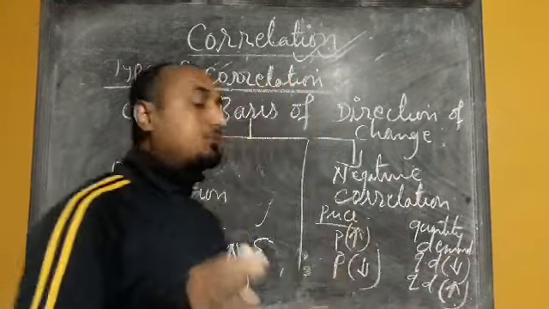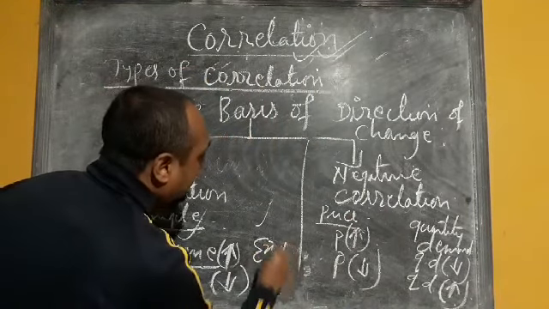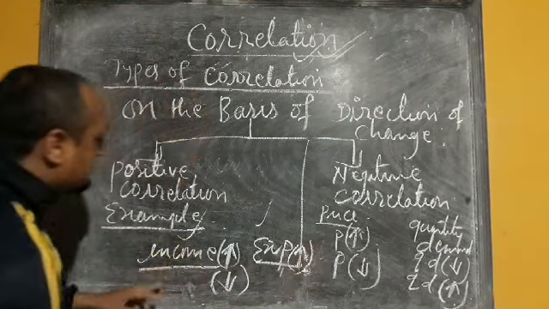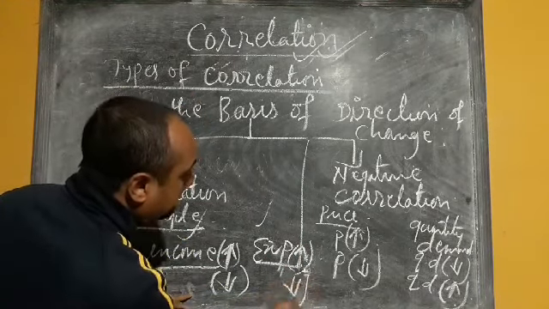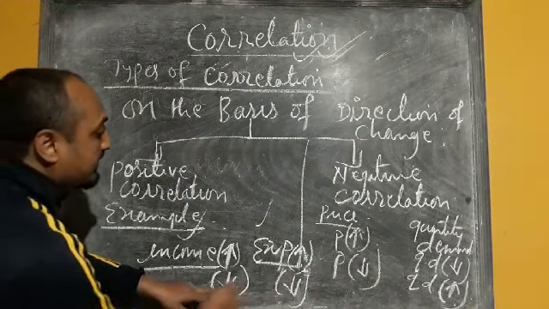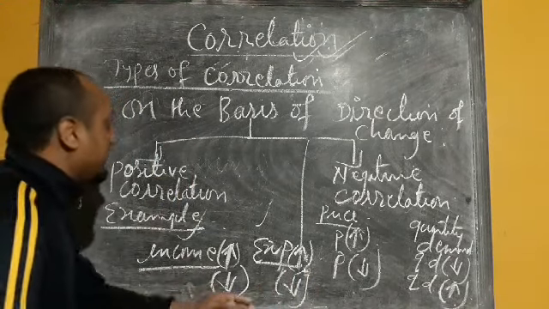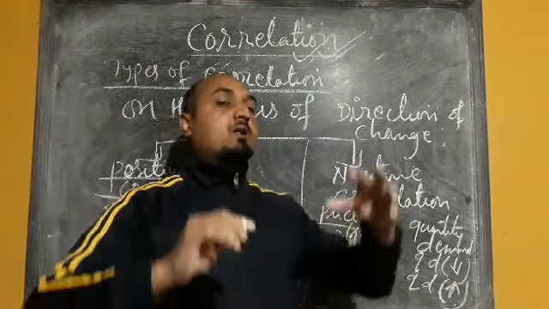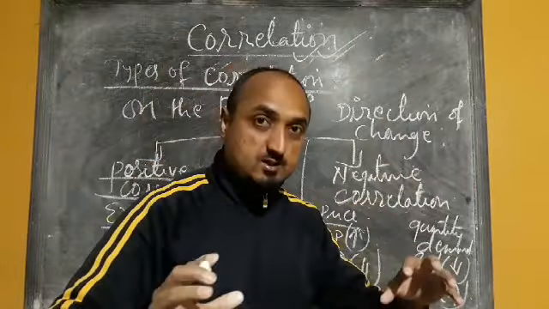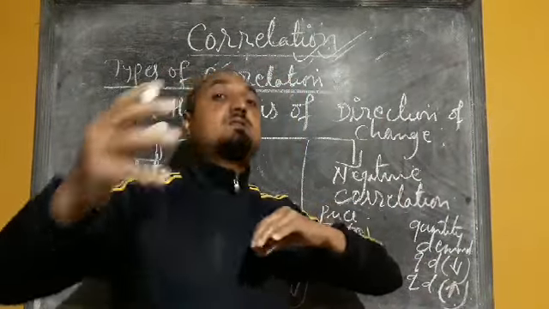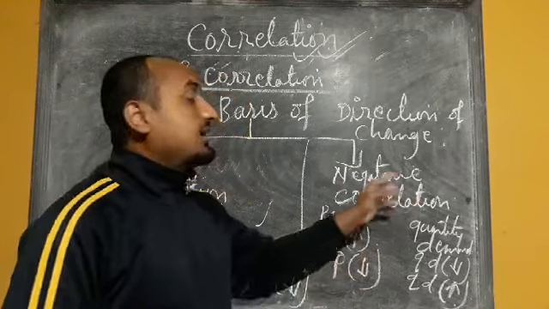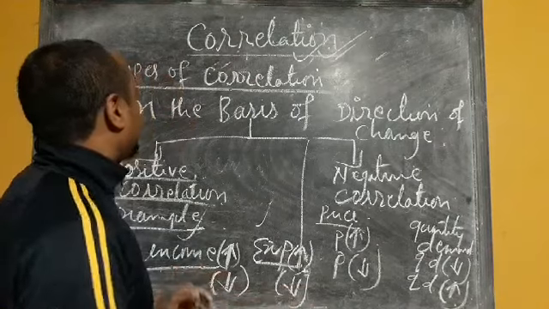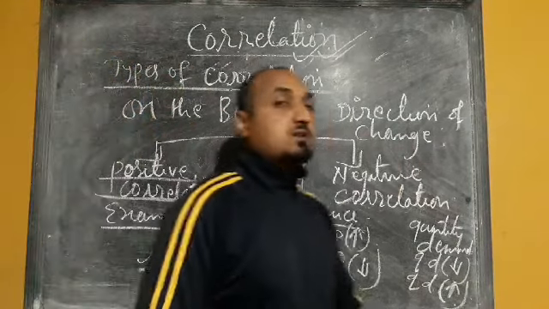Whereas in the case of positive correlation, with income and expenditure, if income is increasing, expenditure is also increasing, and if income is decreasing, expenditure is also decreasing. Here the movement of both variables is in the same direction, and that type of relationship is called positive correlation. If the two variables are moving in opposite directions, or they are inversely related, then that is considered negative correlation. This is the classification of correlation on the basis of direction of change.